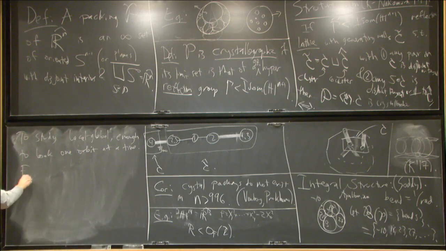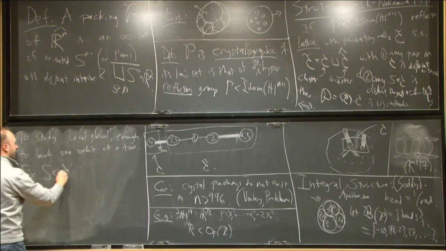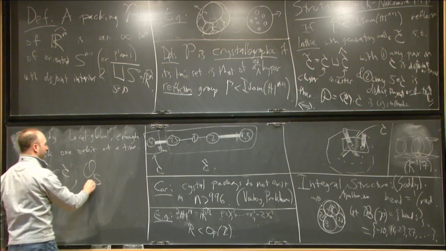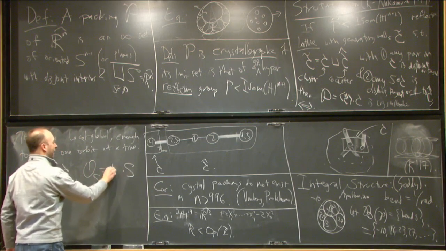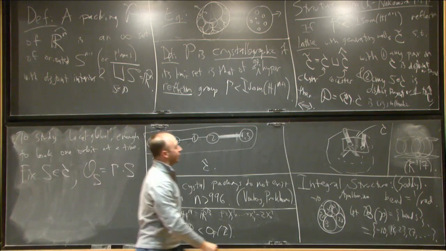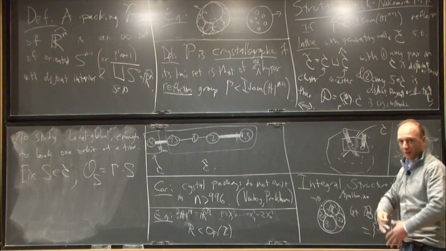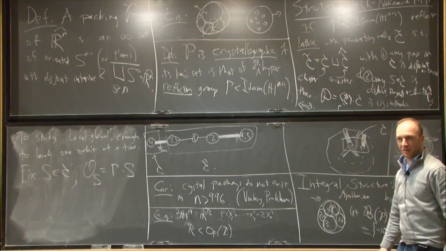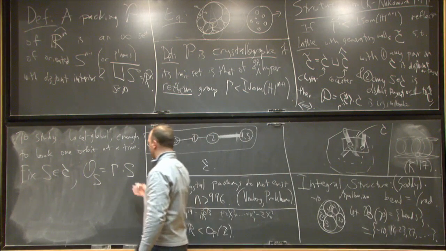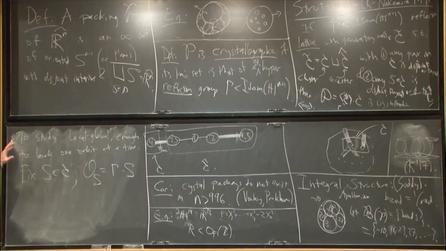So let's fix some sphere in the cluster, and let's look at the orbit of that sphere under gamma. Gamma is the group generated by the co-cluster. So it's this thin subgroup whose limit set is the same as the limit set of the packing.